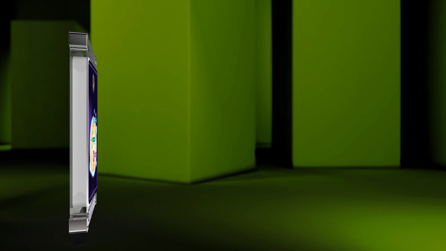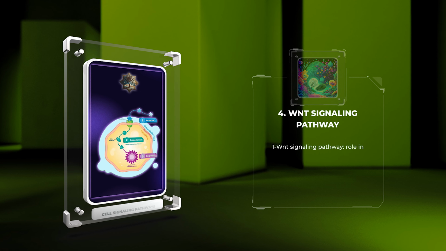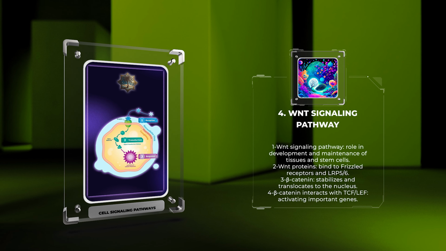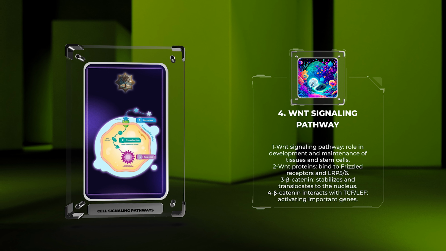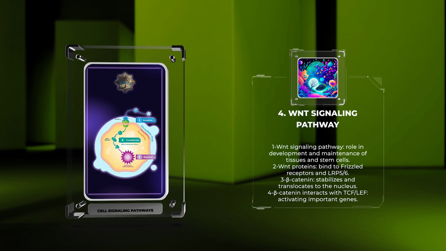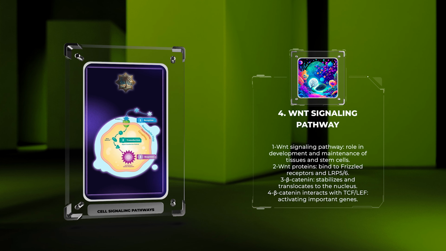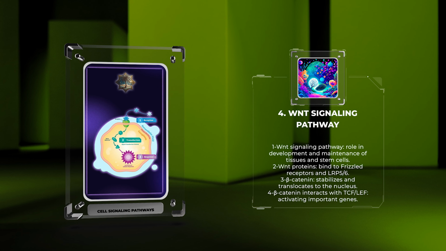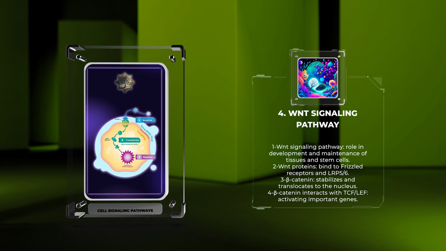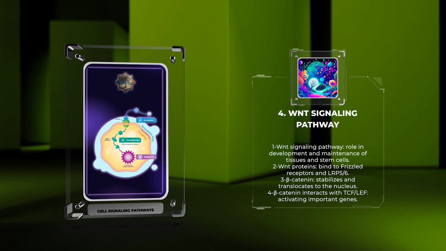The WNT signaling pathway plays a crucial role in development and maintenance of tissues and stem cells. WNT proteins bind to frizzled receptors and LRP5/6, leading to stabilization and nuclear translocation of beta-catenin. Beta-catenin then interacts with TCF/LEF to activate important genes. Dysregulation of this pathway can contribute to diseases like cancer and developmental disorders.